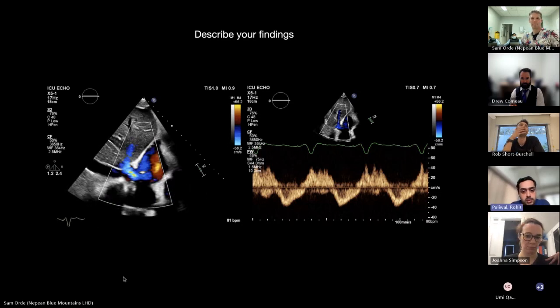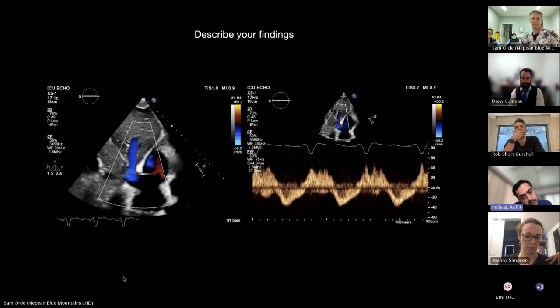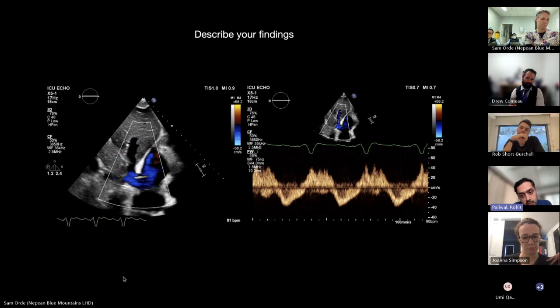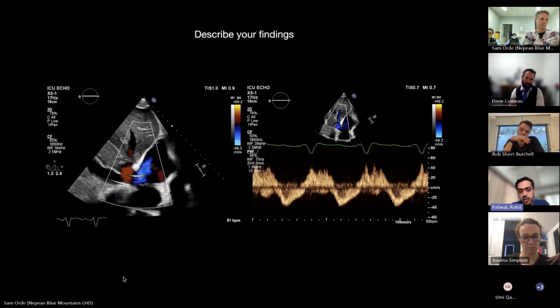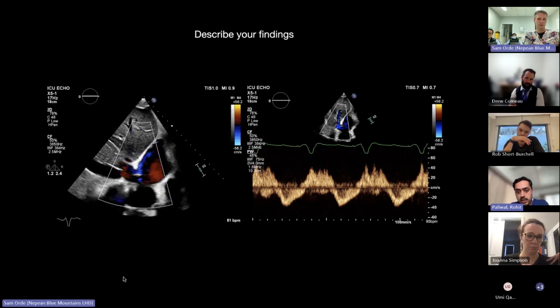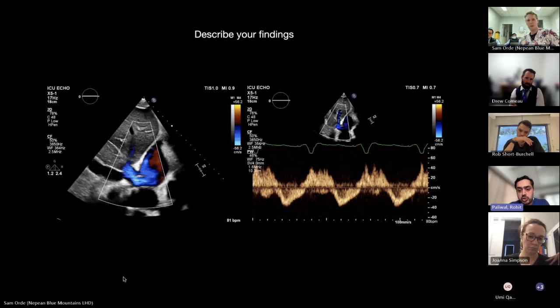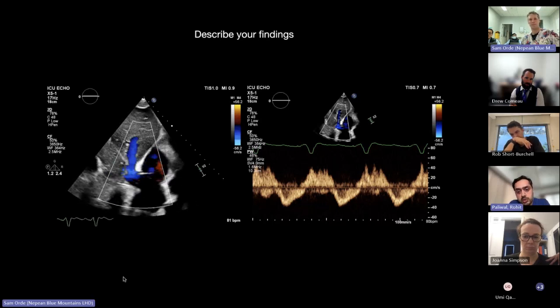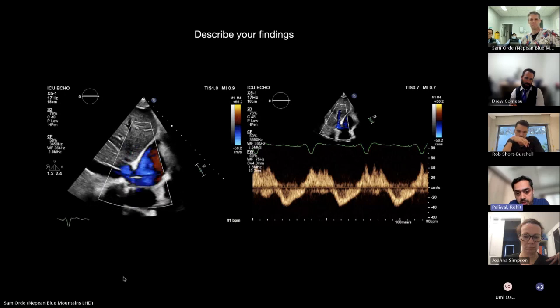All right. So we've got a subcostal view in a transthoracic echo, and it looks like we've got a pulse wave Doppler profile. The image is moving very slow for me, so I can't really see where exactly the gate is. But I'm assuming it's in the hepatic vein. Hepatic vein, yeah, perfect. So I'm assuming it's a hepatic vein Doppler profile.